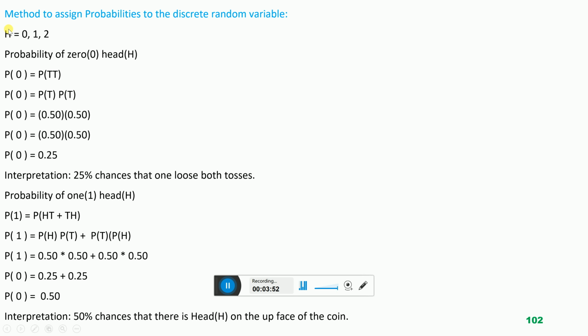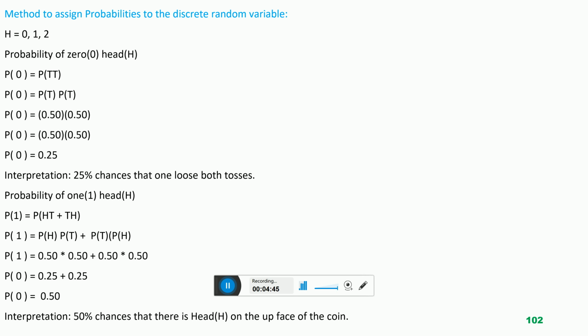So I am defining this experimental outcome head as a random variable by mathematical values, and when we define the experimental outcome of an experiment by mathematical values, then we call that experimental outcome a random variable. So here, the experimental outcome is head, and I am defining it as mathematical values 0, 1, 2. So this head is random variable. Now in the discrete probability distribution function, we will know how to assign probabilities to the values of the random variable. The random variable is head, its values are 0, 1, 2. So how we can assign probabilities, we will learn in this section.